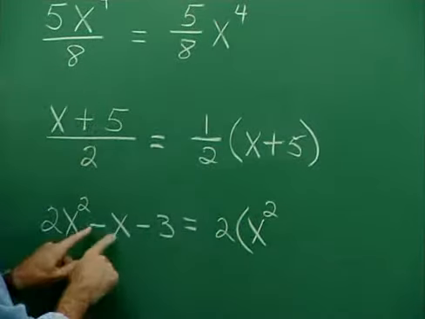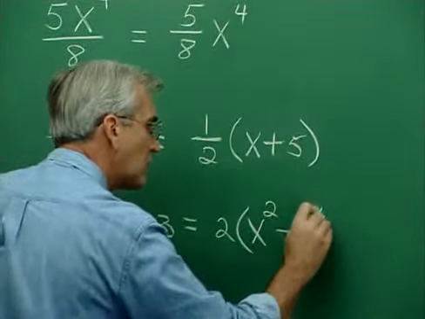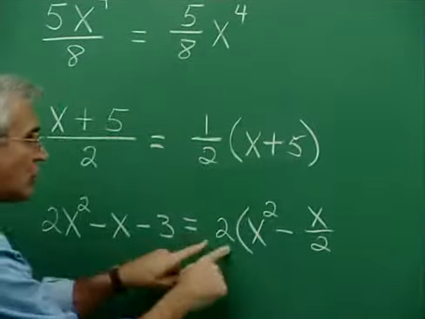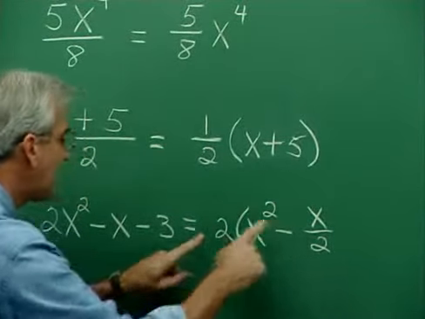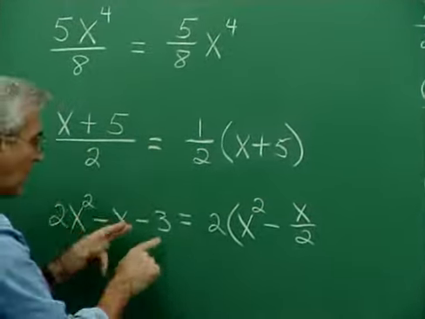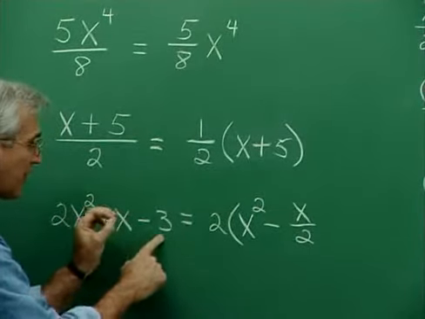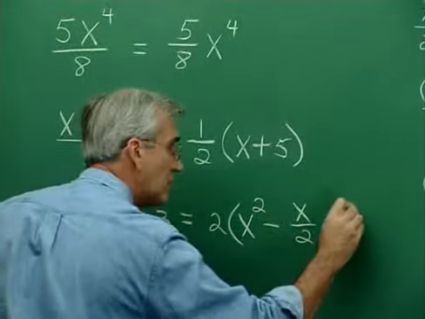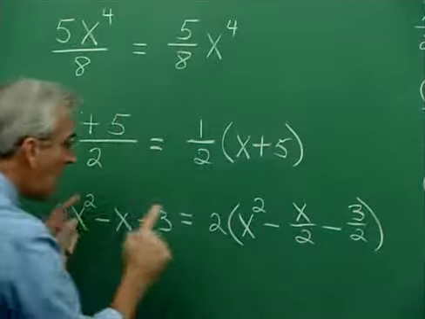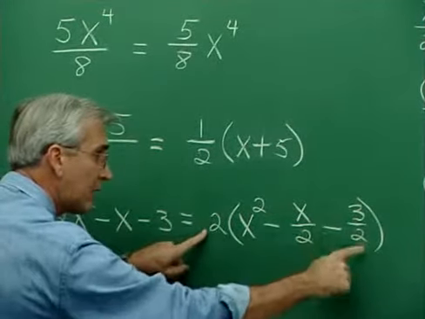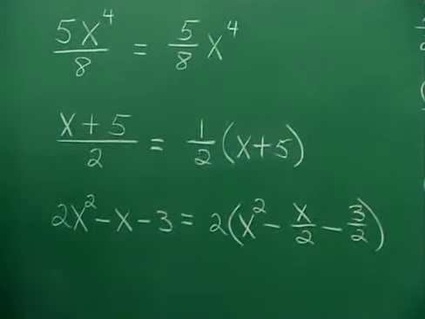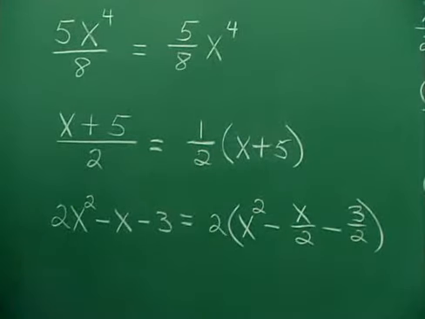Here's what I mean. I can rewrite this as minus x over 2. Now 2 times minus x over 2 would leave the minus x. In a similar way, I can just pop a 2 into the denominator of this term and write it as minus 3 over 2. When I multiply the 2 times the negative 3 over 2, I get the negative 3. So it's just a creative factoring technique.